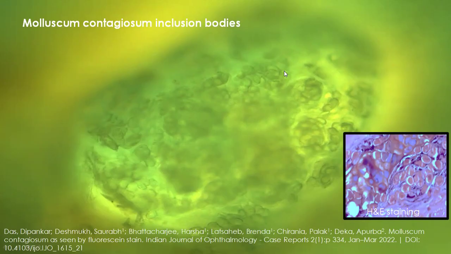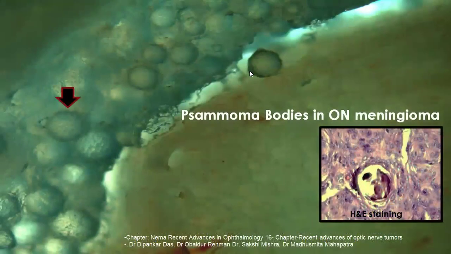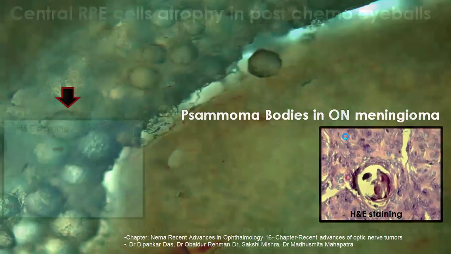An important thing is that I have also seen Cowdry A type inclusion bodies in herpes, as well as avian coronavirus in one of the bird parasites, and the inclusion bodies were documented by us. See the Psammoma bodies in a raw or wet specimen. So immediately after surgery, when it is sent after formalin fixation, you can get a clue that it is a Psammoma body, and it is compared with the H&E section slides.